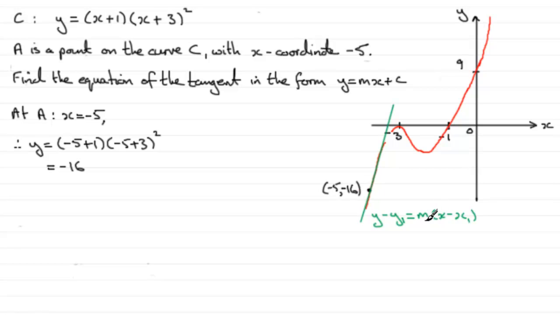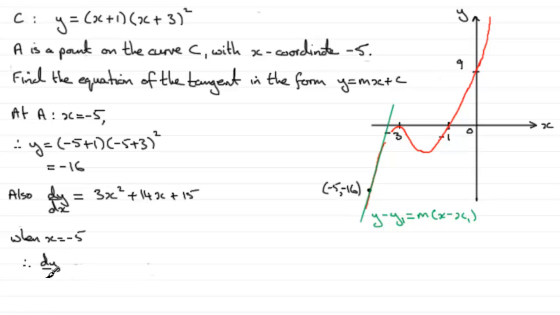Now we've got to get the gradient m. As I said earlier, this is the same as the gradient of the curve at this point here where x is -5. And we know what the gradient is in general from the previous part. dy by dx works out the gradient at any point on the curve. We had to show that it was 3x squared plus 14x plus 15. So this is the gradient at any point x on the curve, but we're looking at when x is -5. So when x equals -5, we can work out what dy by dx is.